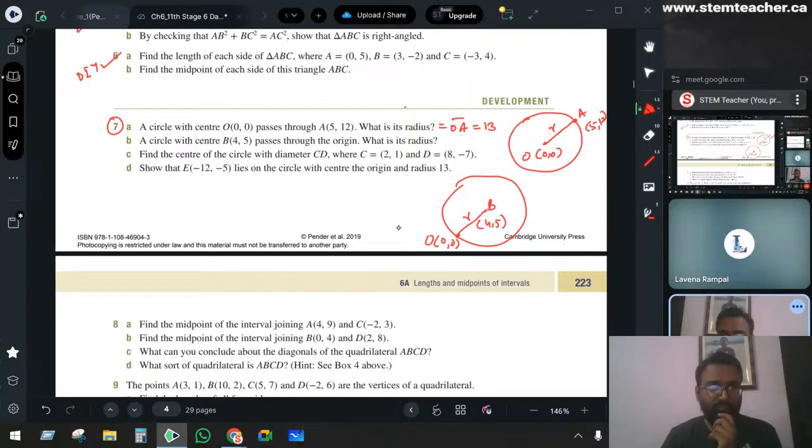You can do it. Find the center, and when the diameter, that is the midpoint. Show that it lies on the circle. Can you read out the E? Please read out the point. Show that E(minus 12, minus 5) lies on the circle with center the origin and radius 13. So you should know this equation. What is the equation of a circle with radius 13?